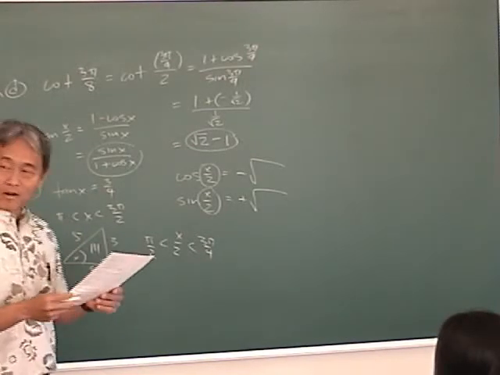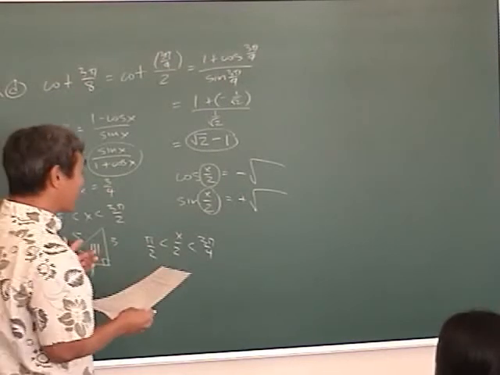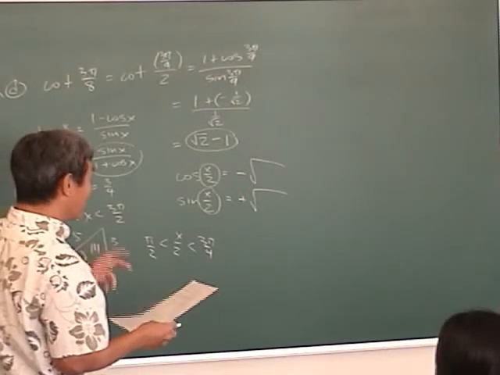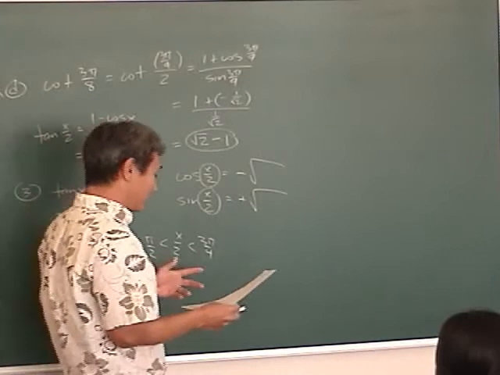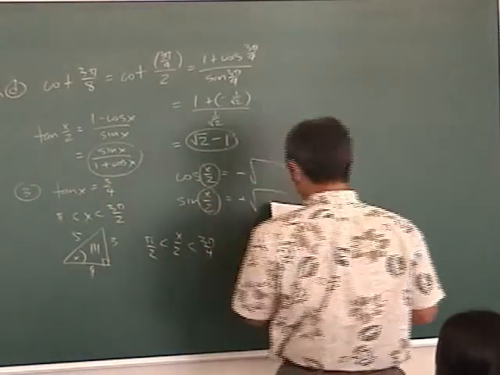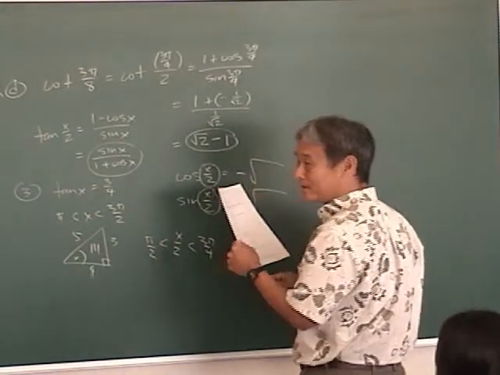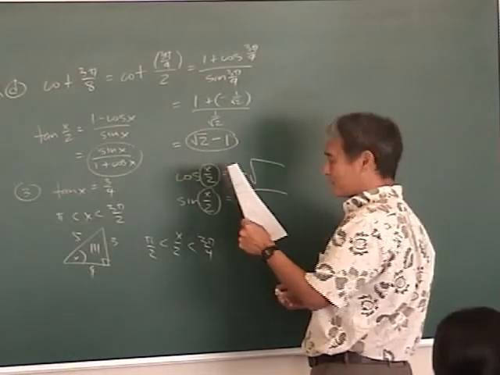Okay, and then 4. Remember now, the plus or minus means you have to figure out which one it is. The answer is not going to have plus or minus in it. Okay, 4 C D E.